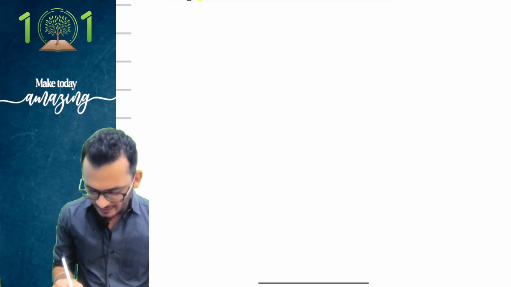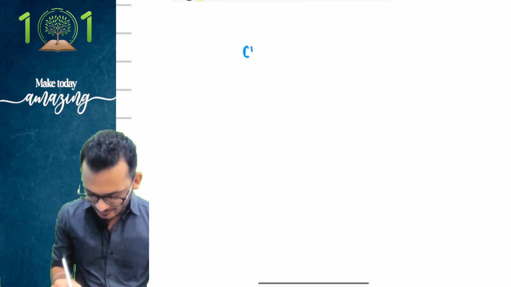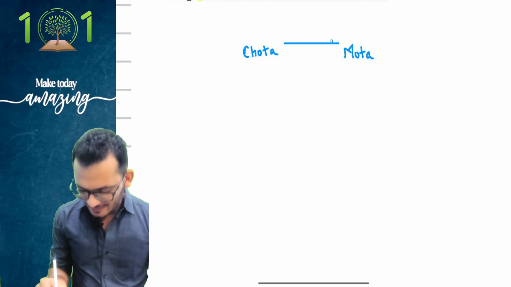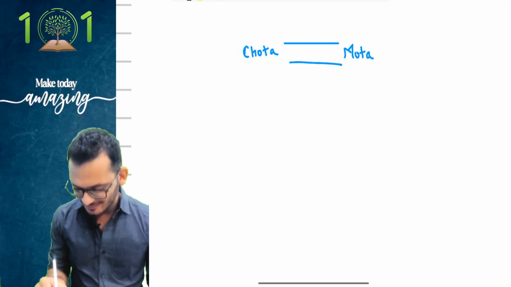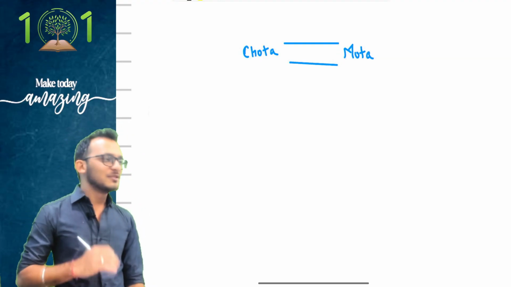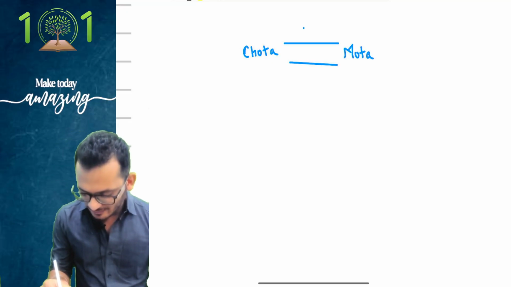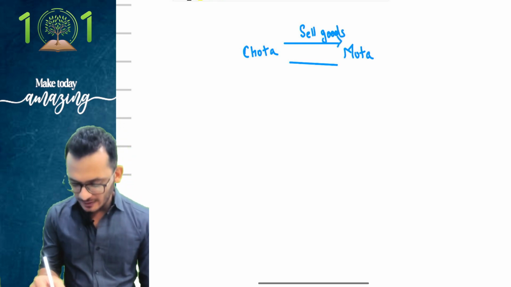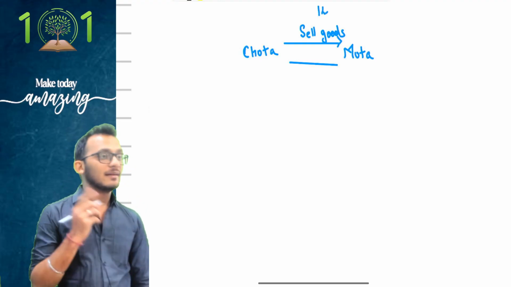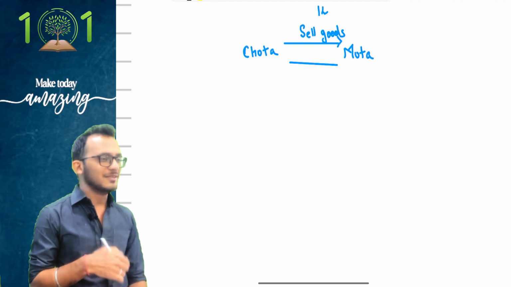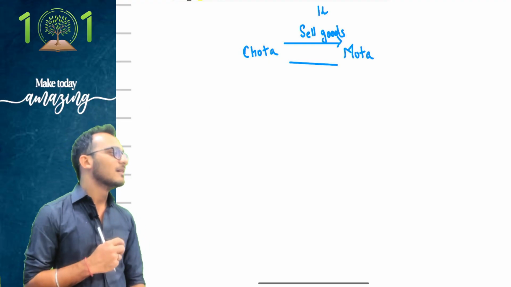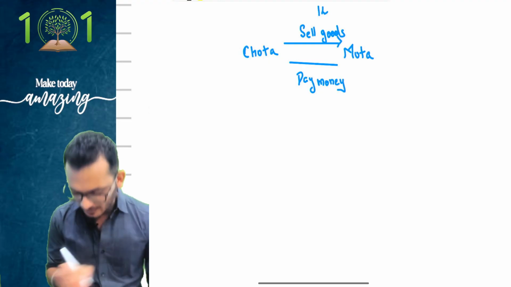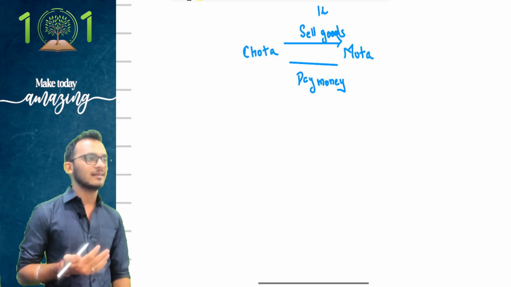People, imagine a case where there is a guy called Mr. Chota and a guy called Mr. Mota. I like body shaming, don't worry. Mr. Chota is going to sell goods to Mr. Mota at a price of 1 lakh. Mota is going to purchase, so Mota is going to pay money to Chota. For whom is it direct tax, and for whom is it indirect tax?